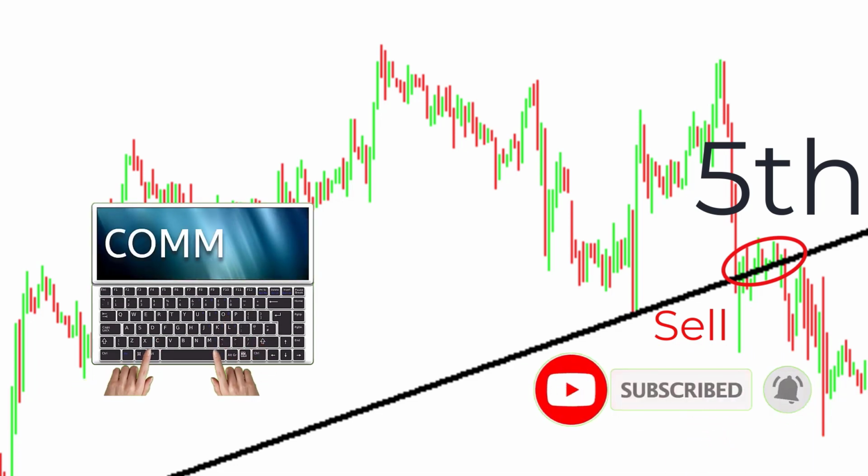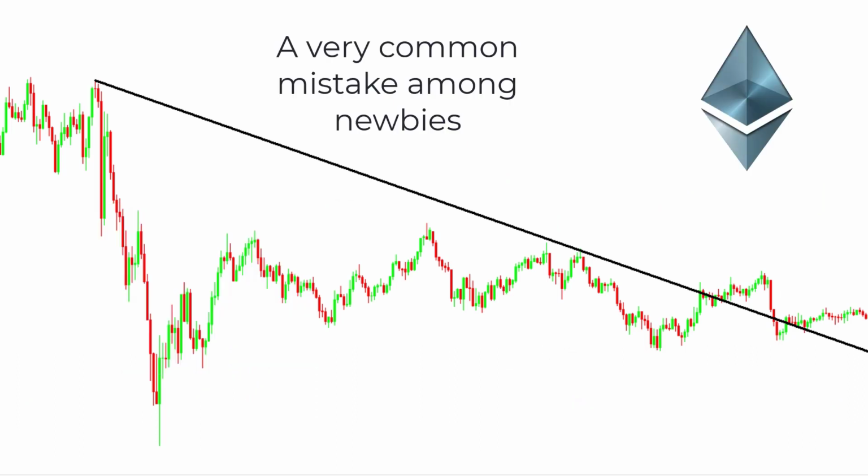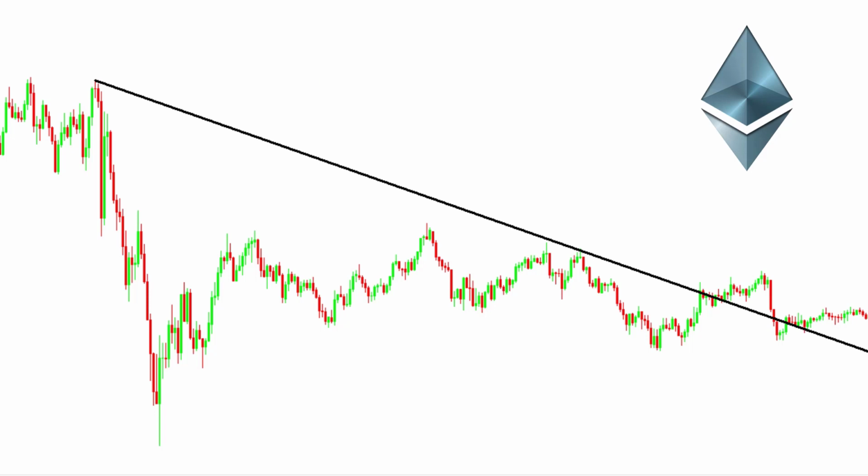The next example is on the Ethereum chart. I want to include this incorrect example, because I have seen a countless number of newbies drawing a trend line similar to this one, and whenever they lose their money, they would attribute their loss to their bad luck. And never think for a minute that their loss came as a direct result of their incorrect application of a trend line. Can you tell why this trend line is incorrect? Please pause this video to give it a deeper thought.